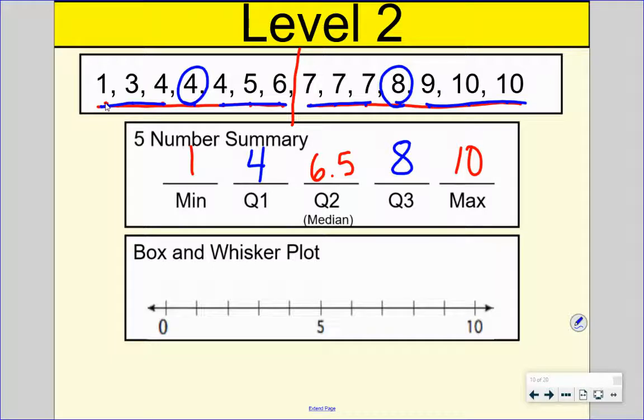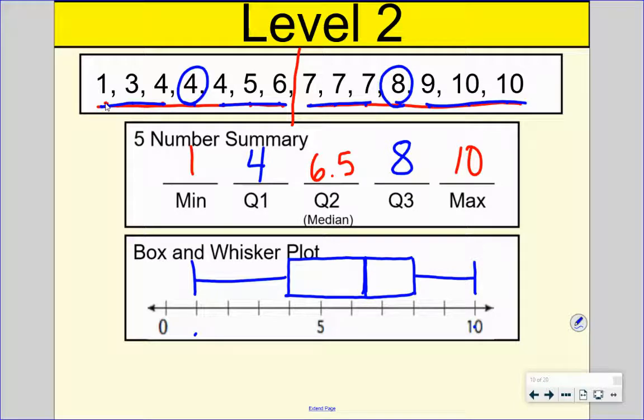So we're going to draw a line above 1 here. Draw a line above 4. We're going to draw a line above 6.5. Draw a line above 8. Draw a line above 10. These 3 middle lines we connect with the box. And then we draw from that box to our minimum and to our maximum, and those are our whiskers. So this visually shows you the minimum, the maximum, where the majority of the data is, and that median.